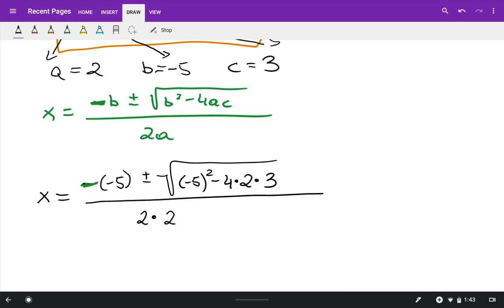Okay, so do it slowly. First, what you need to do is simplify the discriminant. The discriminant, again, is the expression under the square root. Do this one first.